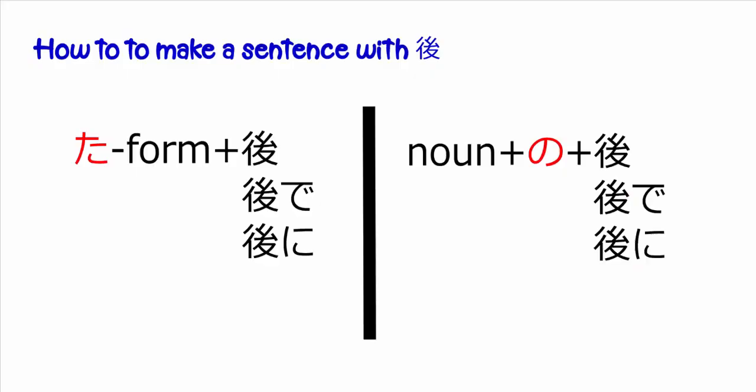So you basically talk about an event in ta format and then use ato ni or ato de and then talk about what happened after it. And as you can see in the picture, if you want to use a noun before ato, you need to add a no character after the noun and then use ato.